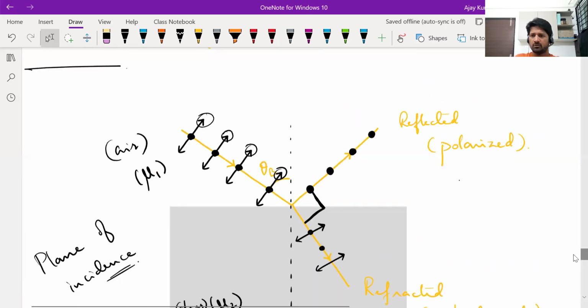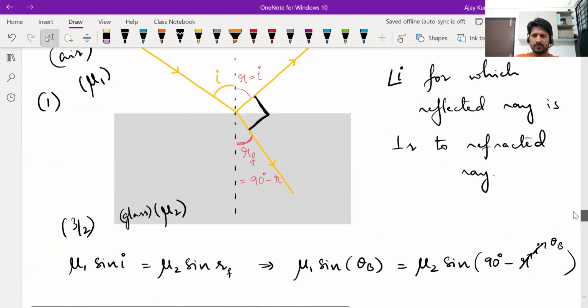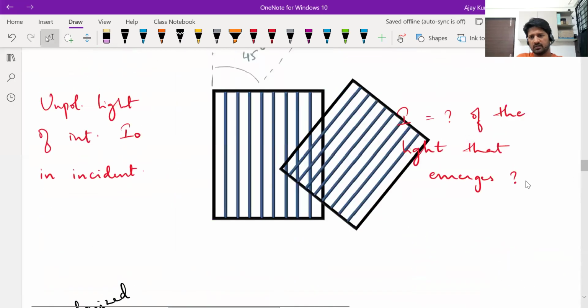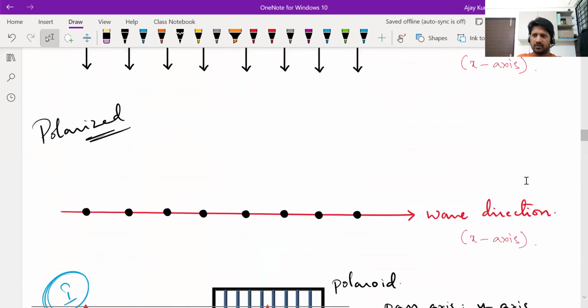Okay, that's all you need to know about polarization. Solve a few problems based on this and be thorough. Next class, we'll start the next chapter, dual nature of radiation and matter.